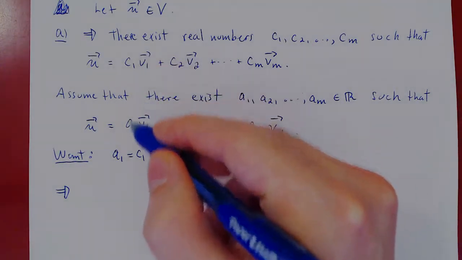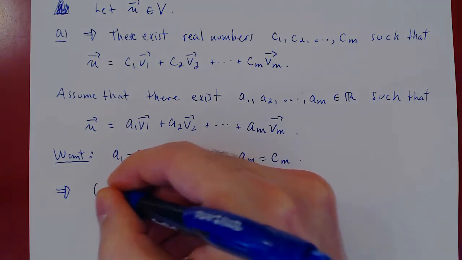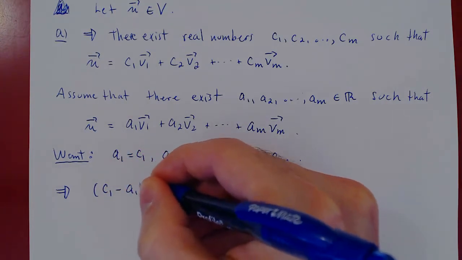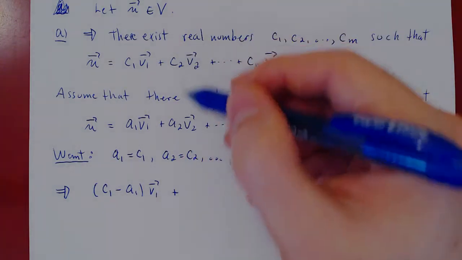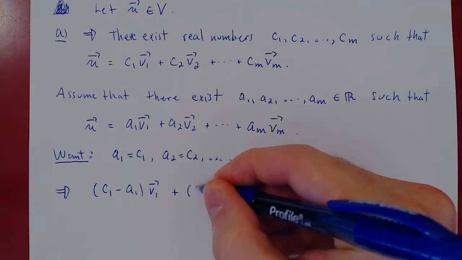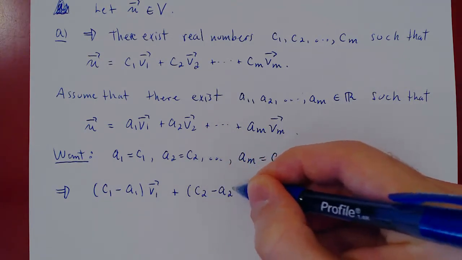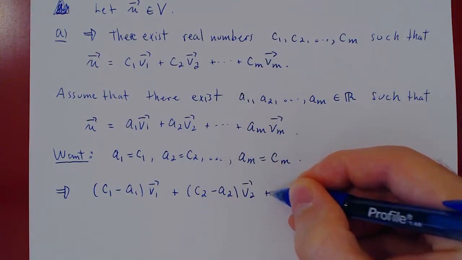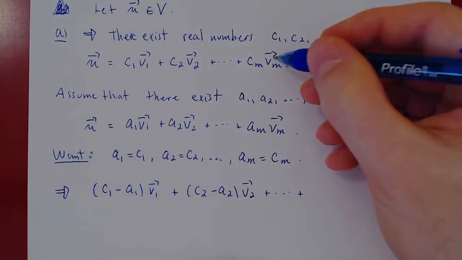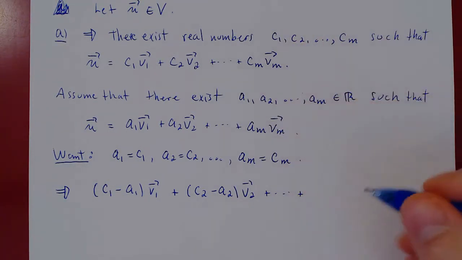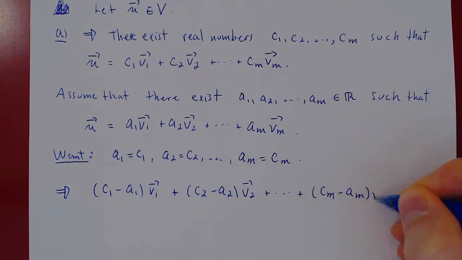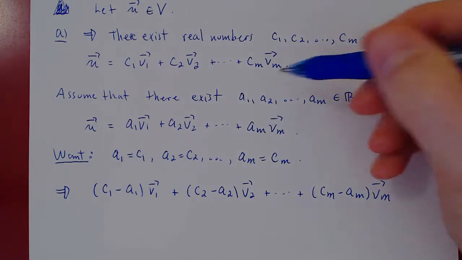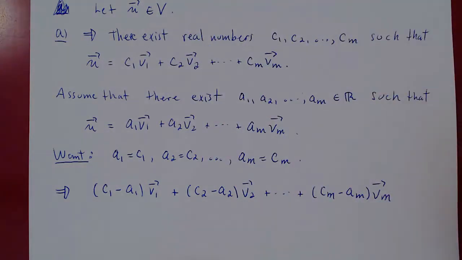If you do C1 v1 minus A1 v1, this will give you (C1 minus A1) times v1, plus C2 v2 minus A2 v2, so (C2 minus A2) v2, up to, finally, Cm vm minus Am vm. This will give you (Cm minus Am) times vm. And of course, this is simply U minus U. Therefore, this is the zero vector.